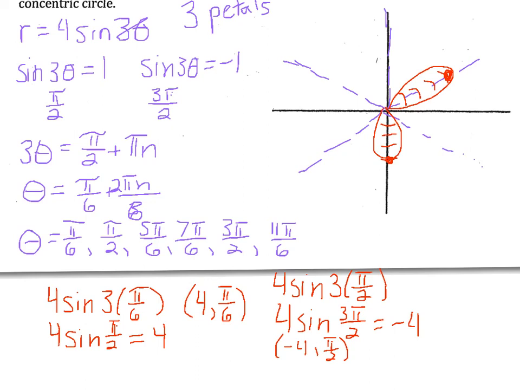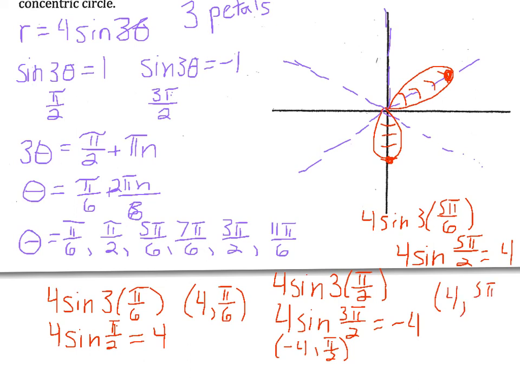And finally, we'll plug in 5 pi over 6. So we have 4 times the sine of 3 times 5 pi over 6, which is the same as 4 times the sine of 5 pi over 2. 5 pi over 2 is the same as pi over 2. So the sine of pi over 2 is 1, and 4 times 1 is 4. So we have our third polar coordinate at 4 comma 5 pi over 6. And so that is our rose curve with 3 petals.